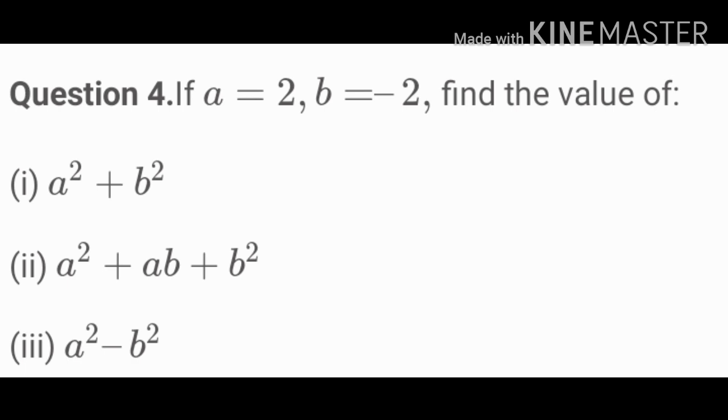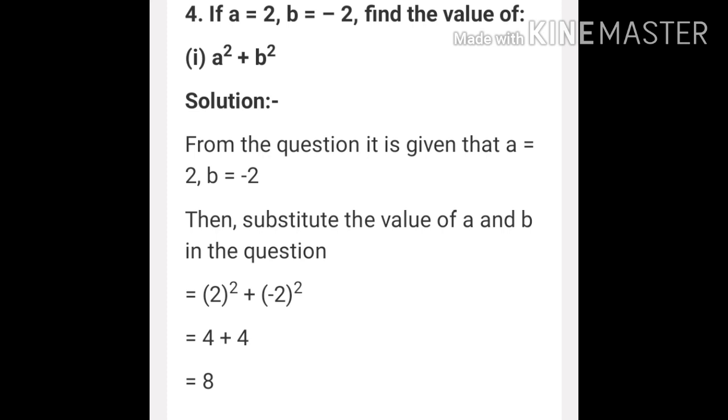Here we have to replace two values. A and B are the two variables given. For A we have to replace 2 and for B we have to put the value as minus 2. Three parts are given. We are going to solve one by one. First part, A square plus B square.